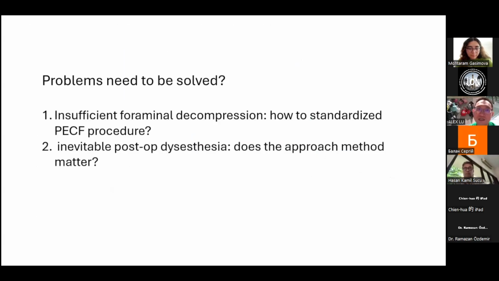So I want to raise, if we want to develop the PCF surgery, like posterior cervical foraminotomy using endoscope, I think there are 2 problems I need to solve. The first, do we have insufficient foraminal decompression, and how to standardize my PECF procedure? And the second is, I think there is inevitable postoperative dysesthesia, and what is the reason causing this dysesthesia? Does the approach method matter? So these are the 2 problems I want to raise.